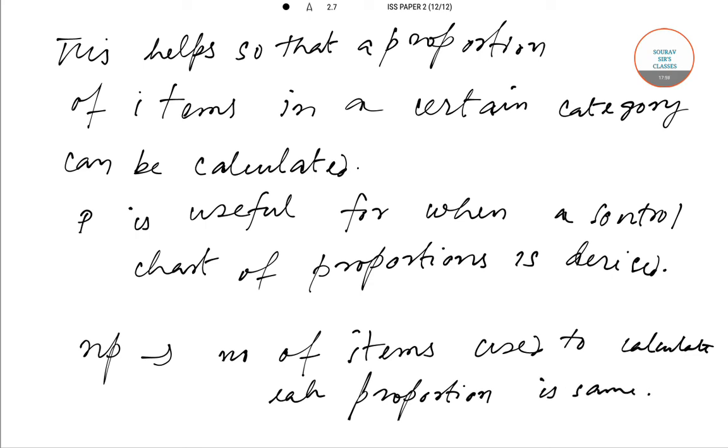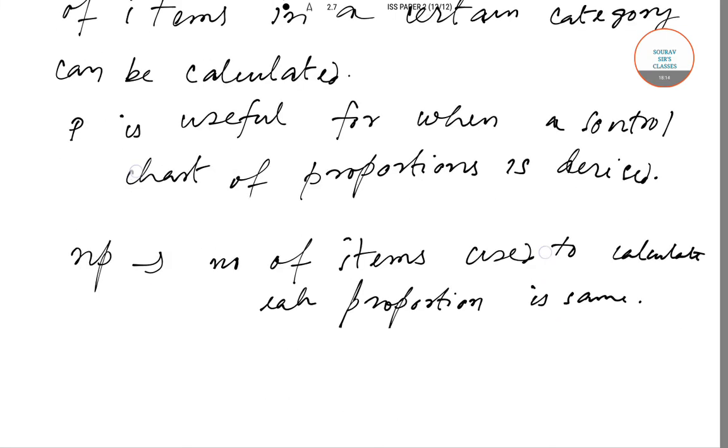For example, if there are 100 reports which are reviewed each week and they are categorized as accurate and inaccurate, the proportion of inaccurate reports could be plotted on a P chart, or the actual number of inaccurate reports could be plotted on an NP chart.